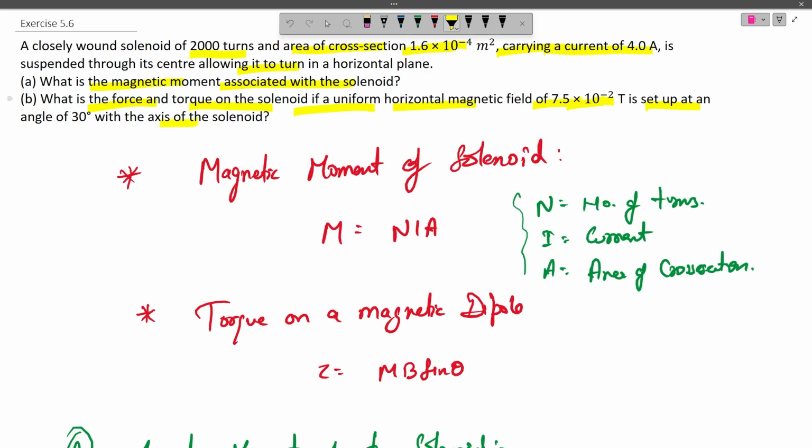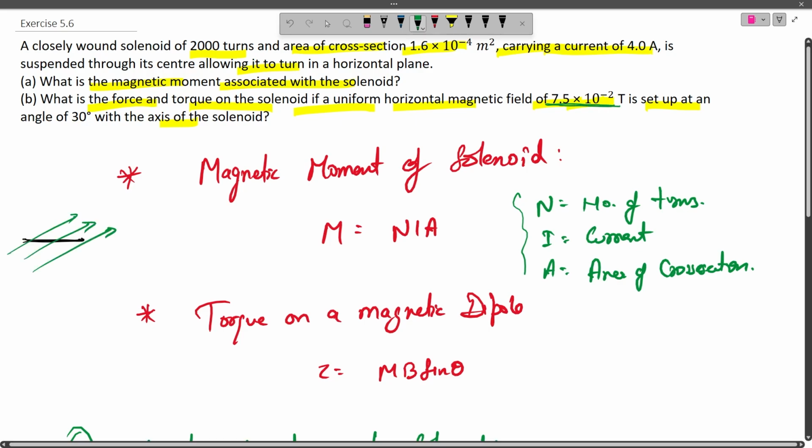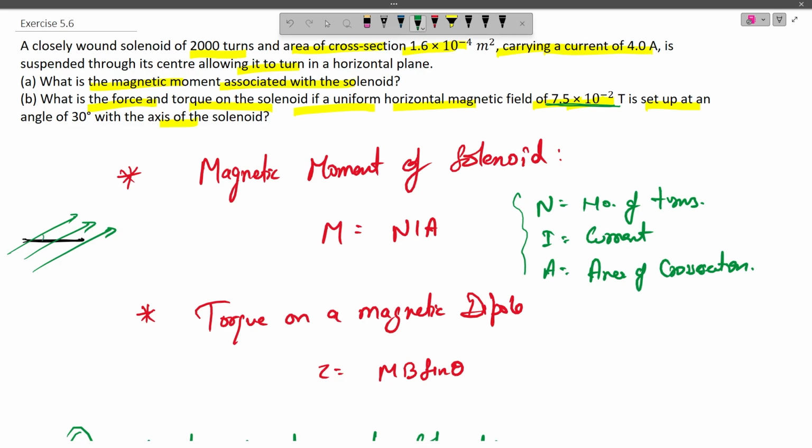So there is a solenoid and that is hanging. So we can assume from the top view that this is the solenoid, and a uniform magnetic field of magnitude this much, that is 7.5 × 10^-2 Tesla, is set up at an angle of 30 degree. The angle between this solenoid axis and the magnetic field is 30 degree, and we have to find out what is the magnetic moment associated with the solenoid.